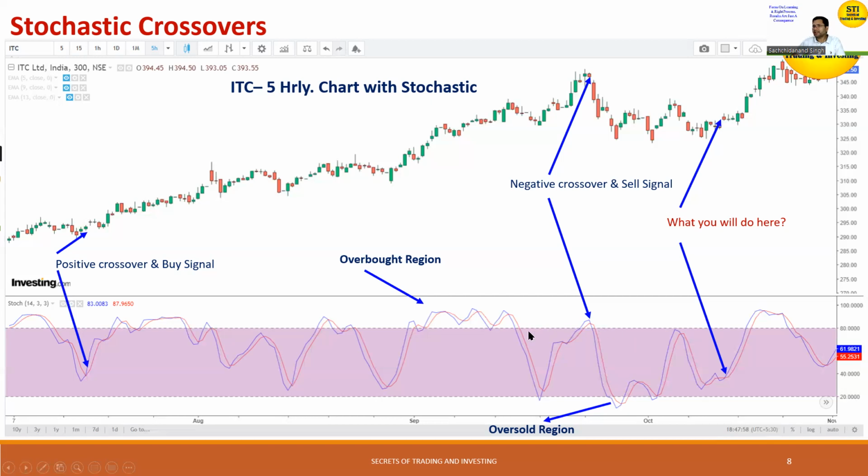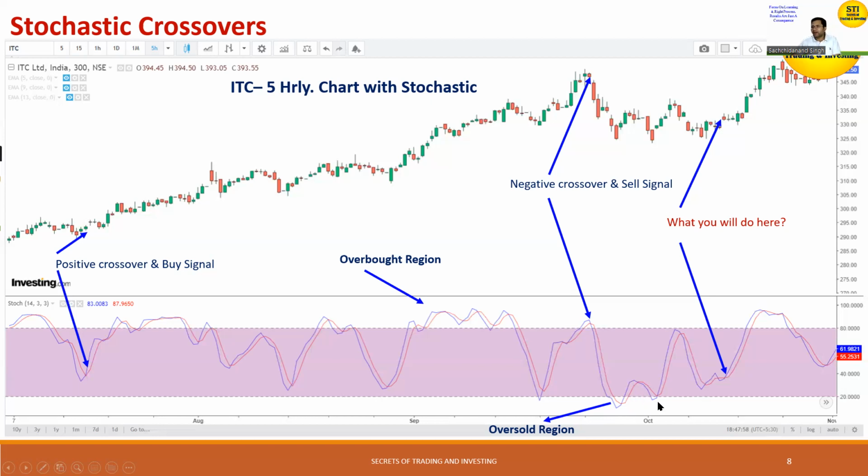The upper dotted line of the stochastic pink area is called the overbought region. Whenever the stochastic indicator moves for a very long period away from this 80 line, in the upper region, it is treated as an overbought region, and in general it indicates that a correction might happen at any point, so you can be ready for that. At the same time, when it comes down below the 20 level, that is called an oversold region. If it spends a longer or shorter time there, it is again going to go up and enter the pink region.